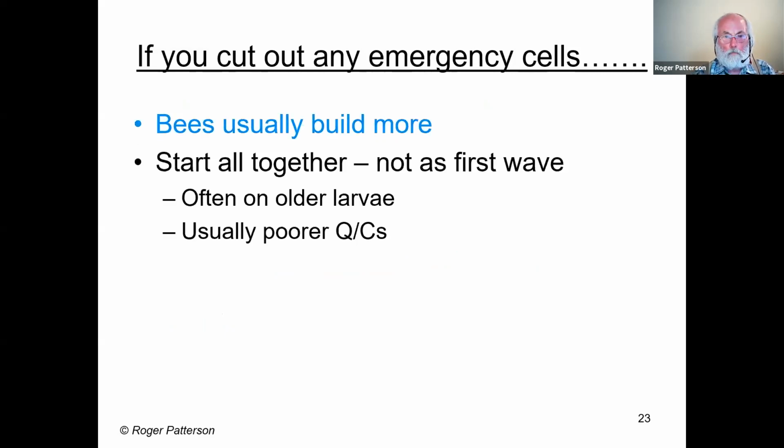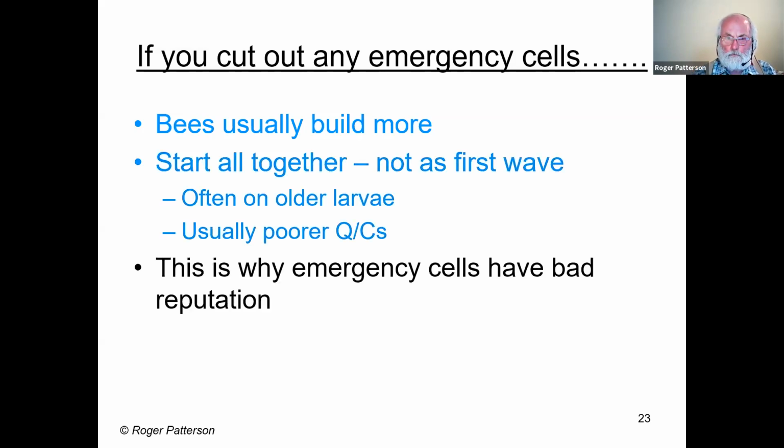But now this, what I call the second wave, after the beekeepers cut them out, these are the ones they start all together, I think, because they realize their options are running short. These are the ones that are often on older larvae and usually end up with poorer queen cells. And this, I think, is why emergency cells have a bad reputation, simply because beekeepers are told to cut out the ones that get sealed first.